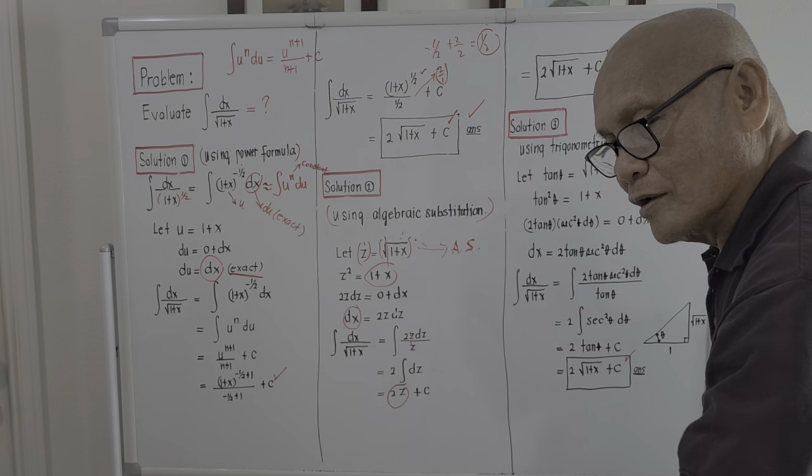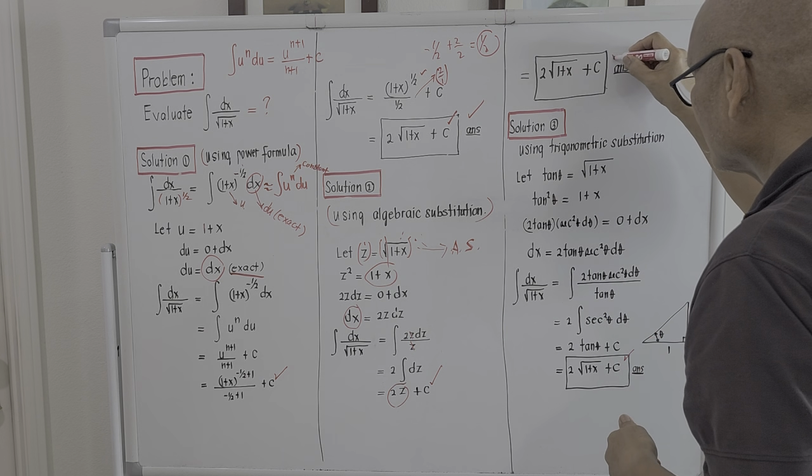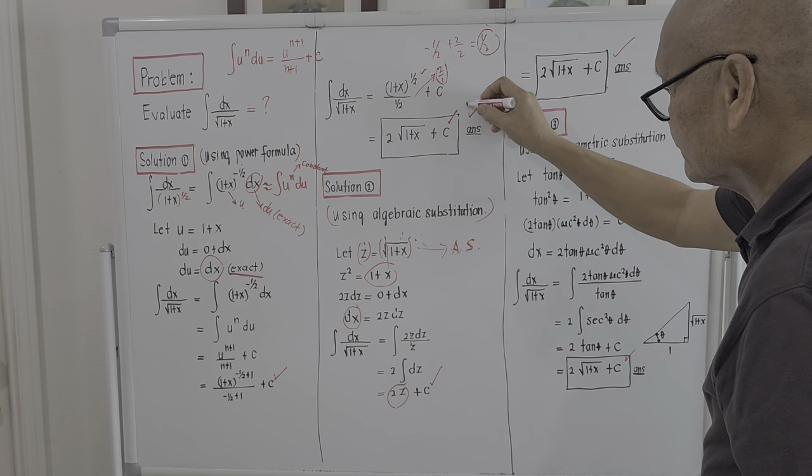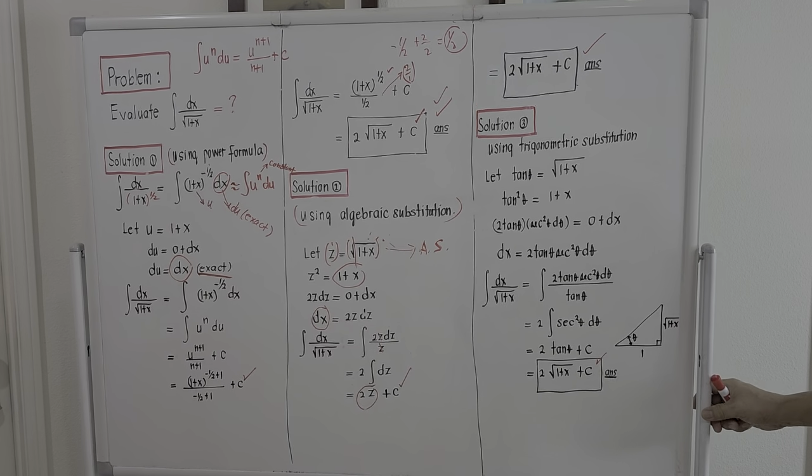So to bring out the final answer, we must bring back the original variable, which is x. So this is twice, and what is z? z from our algebraic substitution is actually the square root of 1 plus x. So this is twice the square root of 1 plus x plus c. This is our final answer. Same as this one. That's the second solution by using algebraic substitution.